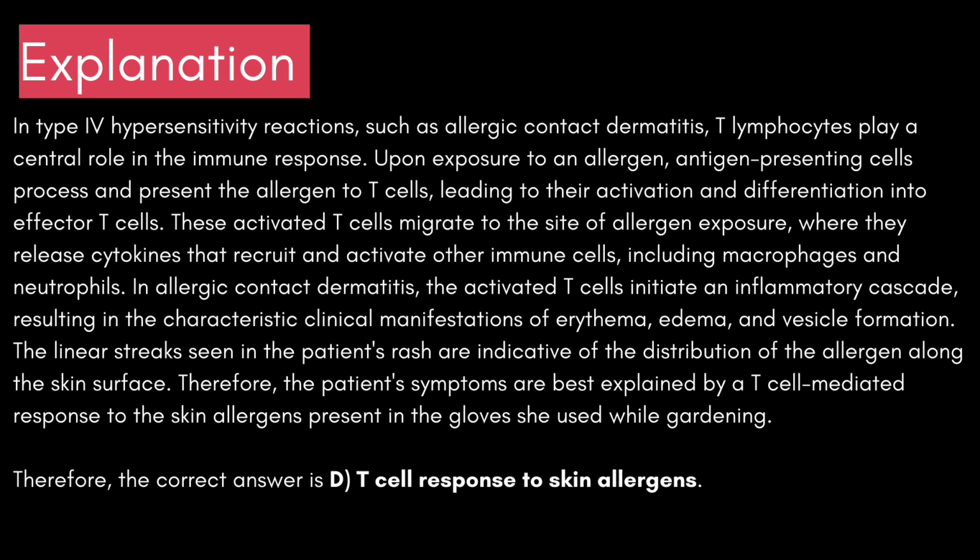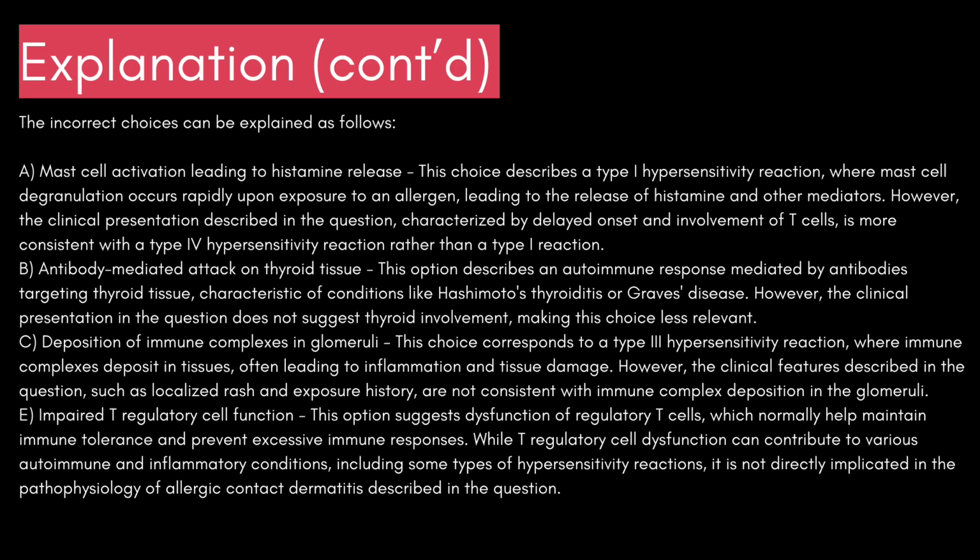All right, let's go ahead and see why the other answer choices are incorrect. The incorrect choices can be explained as follows. A, mast cell activation leading to histamine release. This choice describes a type 1 hypersensitivity reaction, where mast cell degranulation occurs rapidly upon exposure to an allergen, leading to the release of histamine and other mediators. However, the clinical presentation described in the question, characterized by delayed onset and involvement of T cells, is more consistent with a type 4 hypersensitivity reaction rather than a type 1 reaction.